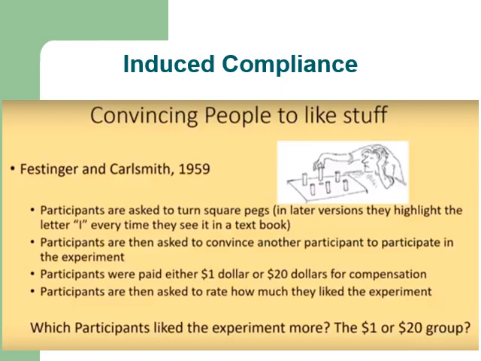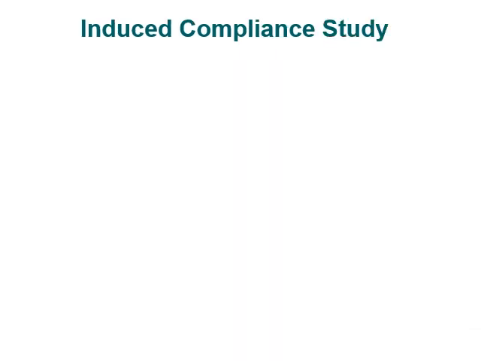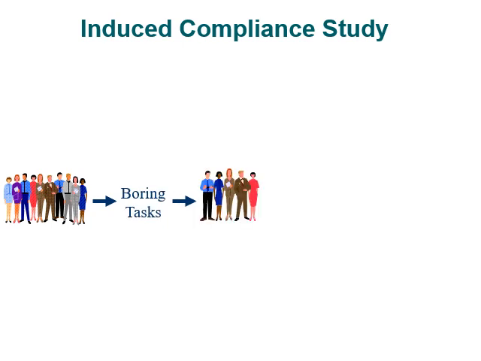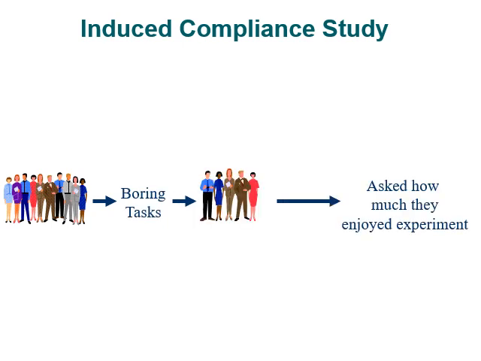Keep that in mind as we look at the results on the next two slides. This next slide, we're just going to review the organization of the experiment. We have all the wonderful participants coming in. They're doing boring tasks. And they are asked how much they enjoy the experiment. That's the dependent variable, the attitude we're measuring.